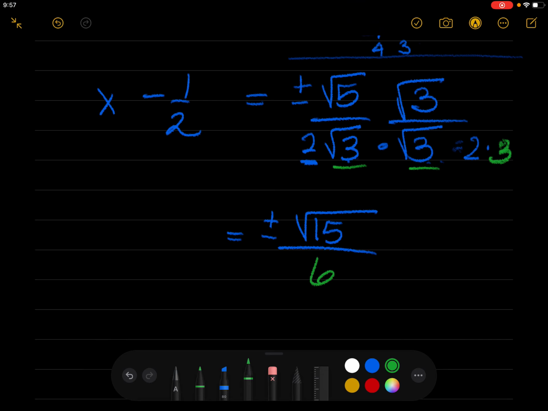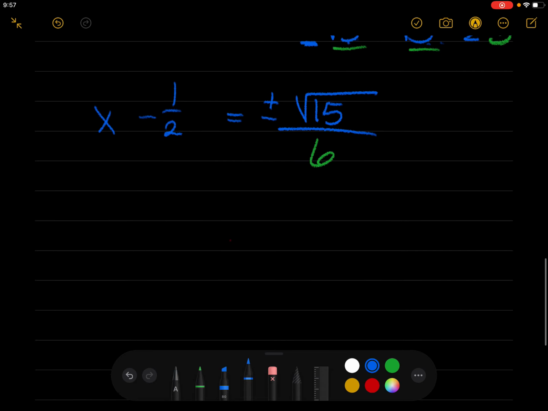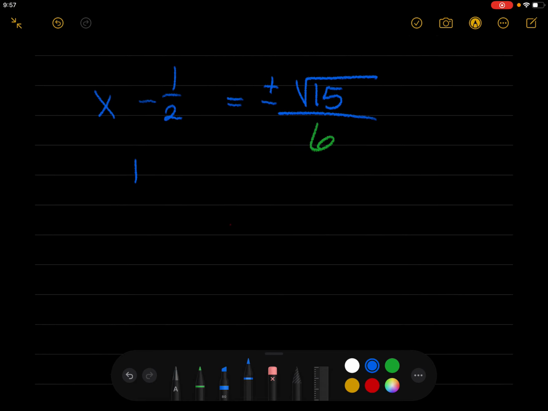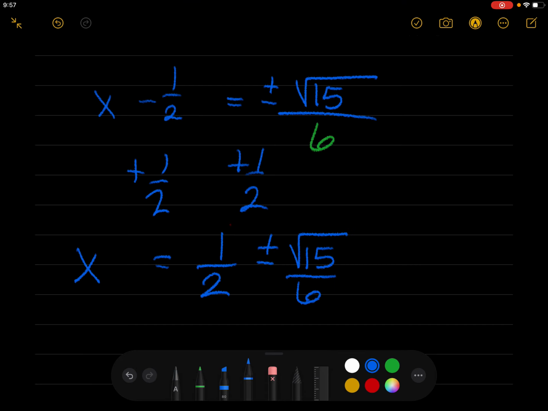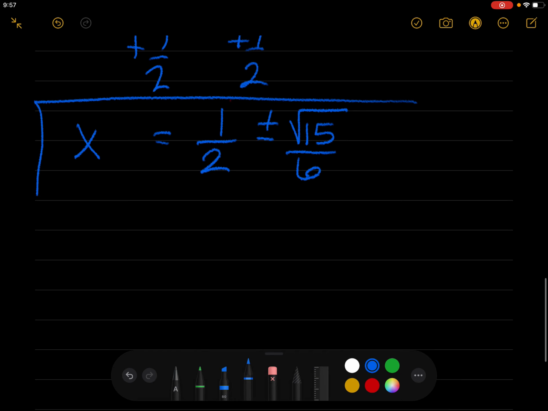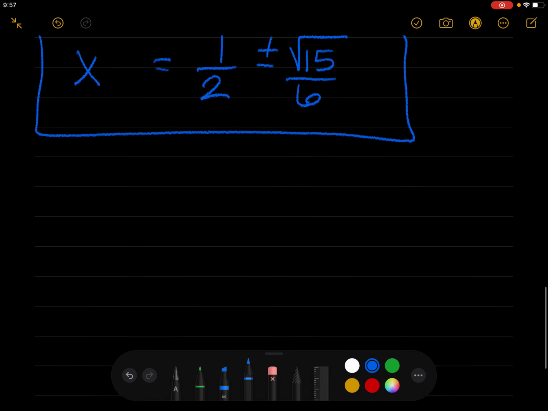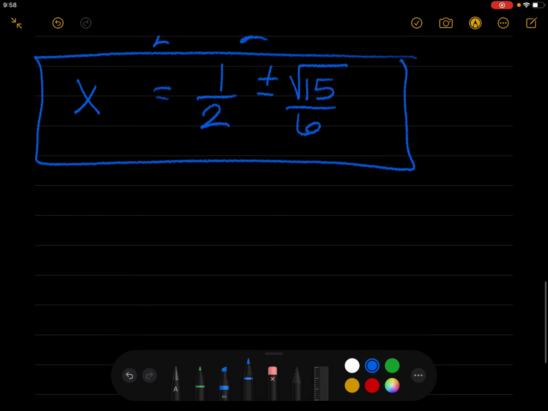On the left, I still have my x minus 1/2. I will finish my problem by moving the 1/2 to the right, adding 1/2 to both sides. And I'll have x is equal to 1/2 plus or minus the square root of 15 over 6. Now, I believe you can put this in the computer exactly in that form. But if you would like to simplify it a little further, if you were to follow a different process, you wouldn't have it necessarily in that form.